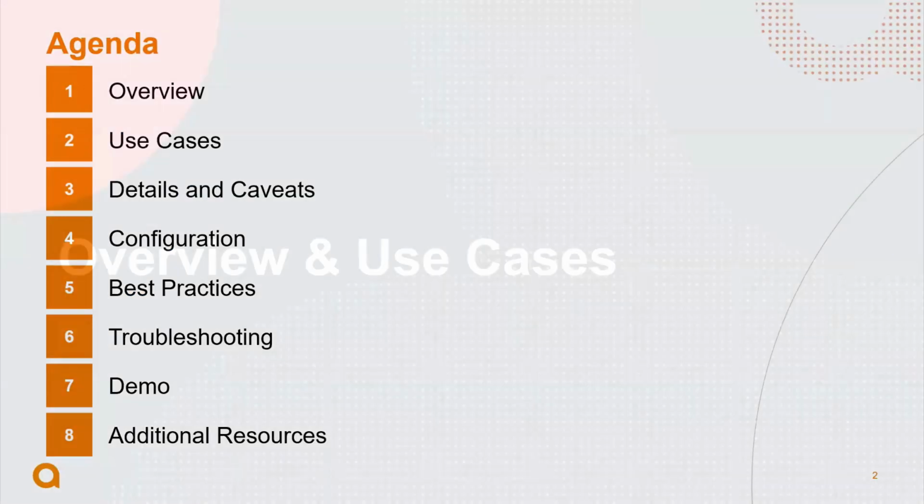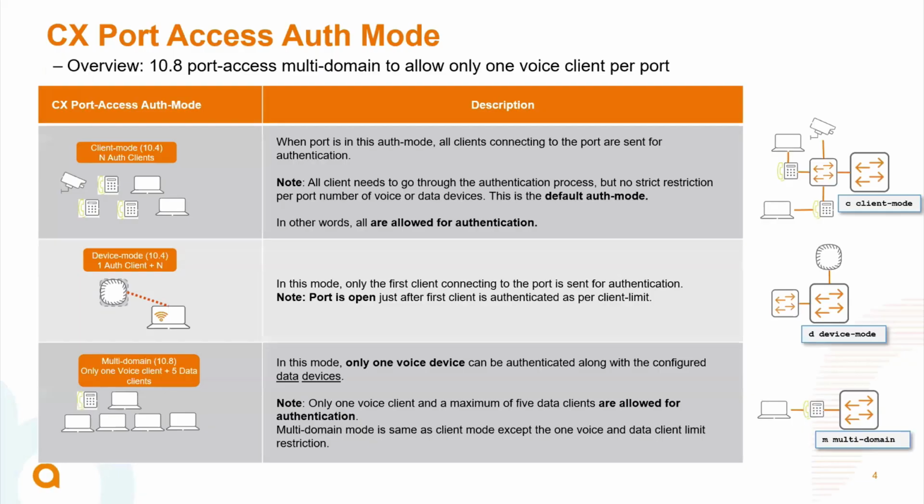This is the regular agenda we are going to cover. First, let's understand what the requirement is which is asking us to support multi-domain authentication on AOS CX switches. As you see on the screen, the first mode we support by default on all AOS CX switches, as soon as you enable AAA authentication port access on ports like MAC auth and 802.1X, is the client mode. In this mode, all the clients will be authenticated irrespective of however they come to the AOS CX switch.